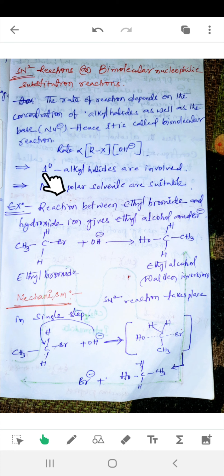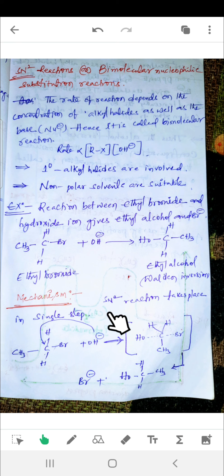Here, important points we are going to consider. In SN2 reaction, primary alkyl halides are involved. Non-polar solvents are suitable. The reaction between ethyl bromide and hydroxide ion gives ethyl alcohol and bromide ion. Ethyl bromide here, OH nucleophile is added here. OH is in the opposite configuration, that is here ethyl alcohol. Walden inversion takes place, the OH. And now we are going to observe the mechanism.